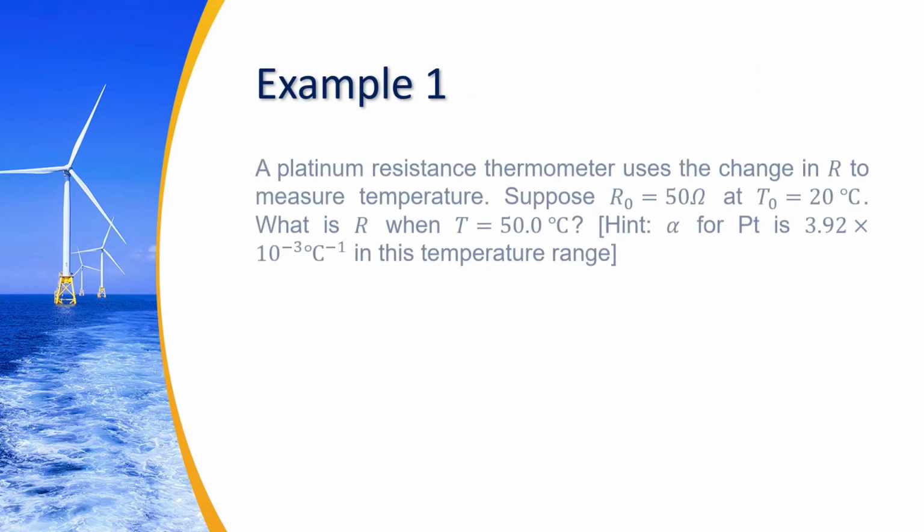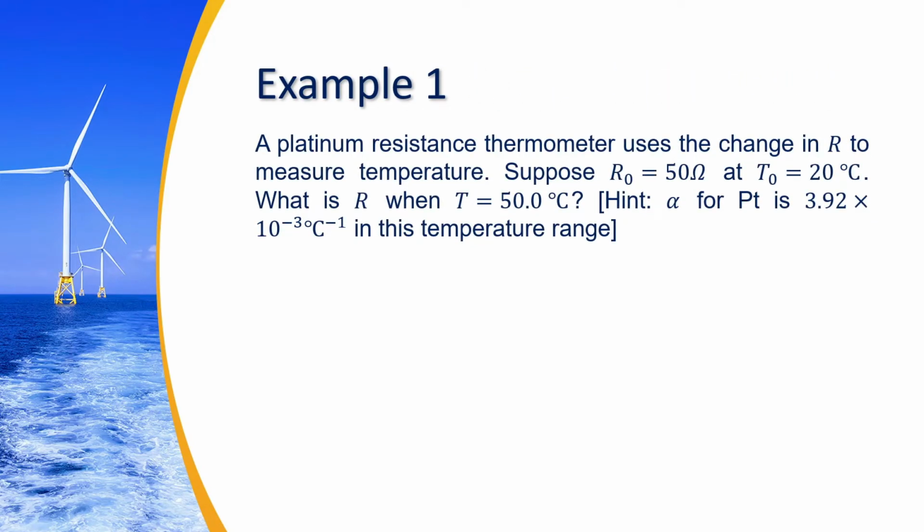Okay, so example. A platinum resistance thermometer uses the change in R to measure temperature. Suppose R0 is equal to 50 ohm at T sub 0 is equal to 20 degrees Celsius. What is R when T is equal to 50 degrees Celsius? So hint, alpha for platinum is 3.92 times 10 raised to -3 degrees Celsius raised to -1 in this temperature range. Okay? So, ang gagamitin natin na formula rito is ito.